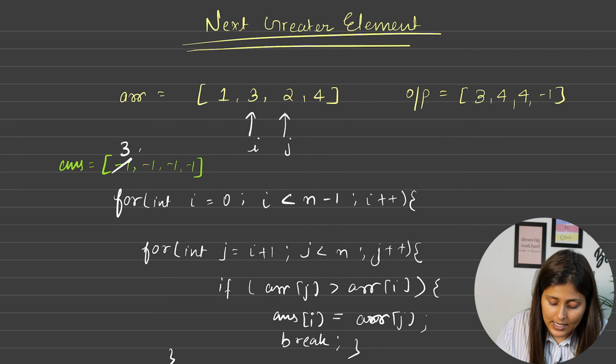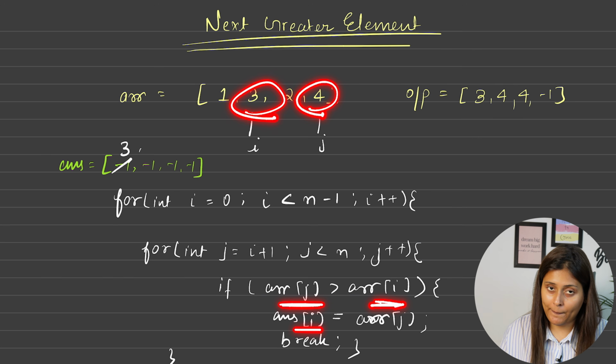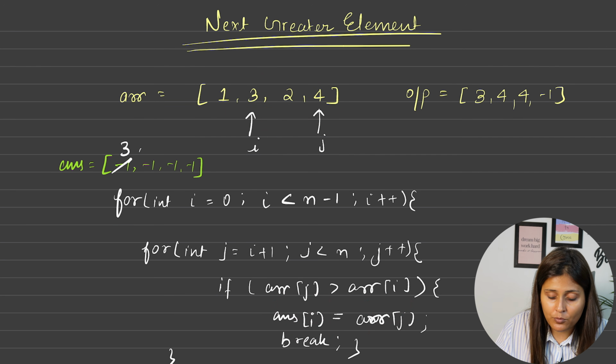Now next time j will move ahead and now we will find that yes, this 4 is greater than 3, means array of j is greater than 3. So we will update, yes. Now do you think we should move forward? No. So first let's update 4 here and we will not move forward.